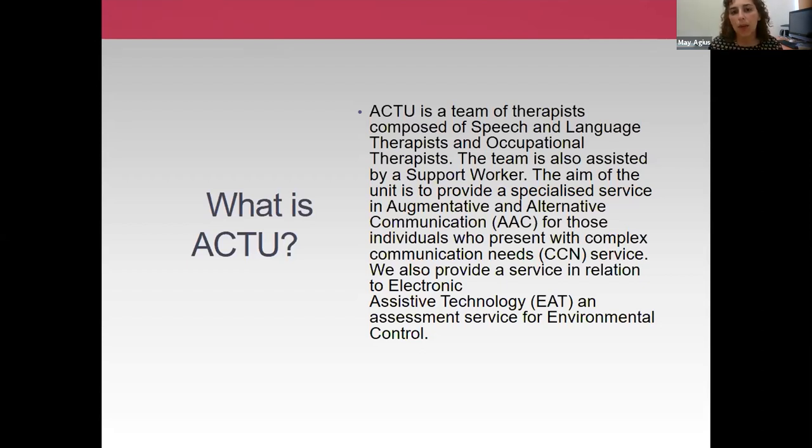And we also have a support worker who helps us from the technical aspects, and also helps us to create resources and interface with clients when they need to troubleshoot any issues. The aim of the unit is to provide a specialized service in augmentative and alternative communication for those individuals who present with complex communication needs, as well as complex physical disabilities. We also provide a service in relation to electronic assistive technology, which is an assessment service for environmental controls.